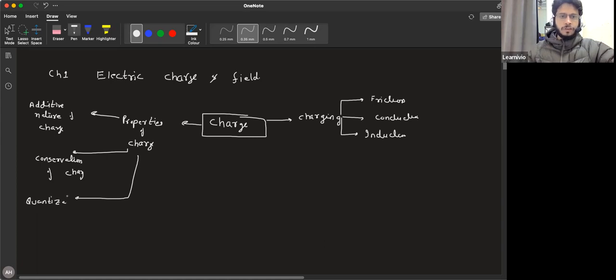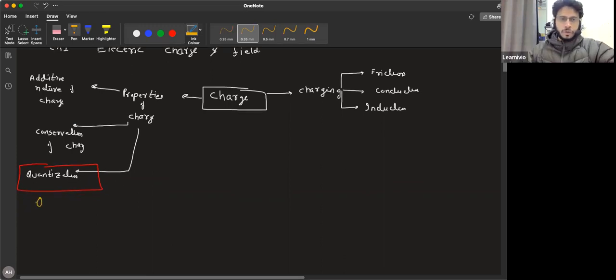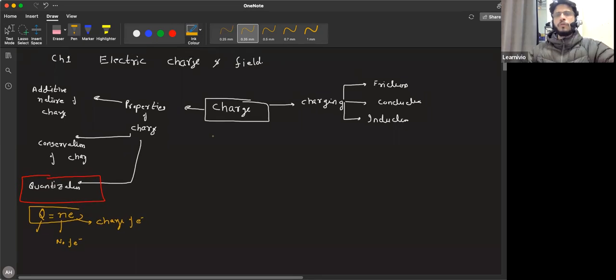Out of all these properties, you can get questions mainly from quantization. It's very rare that you get questions from any other topic. The majority of questions you get are from quantization of charge. Quantization is this: Q is equal to N e, where Q is the charge on the body, N is the number of electrons transferred, and e is the charge of an electron. Although there are very rare chances that you get questions from this.